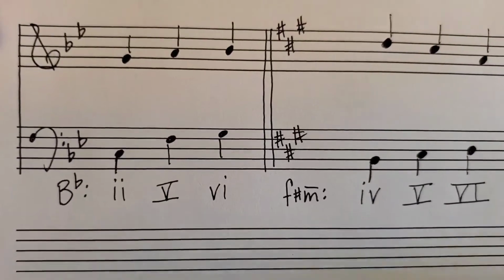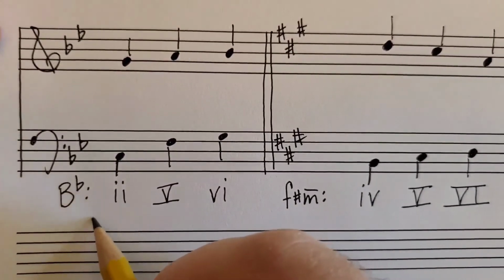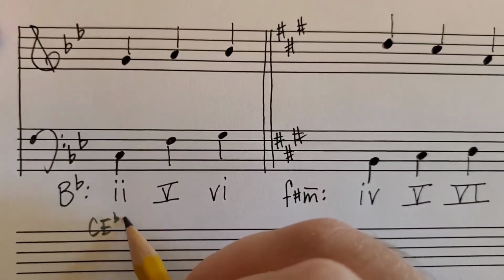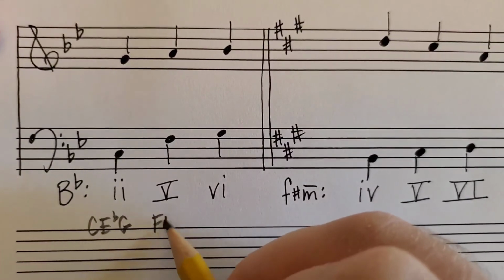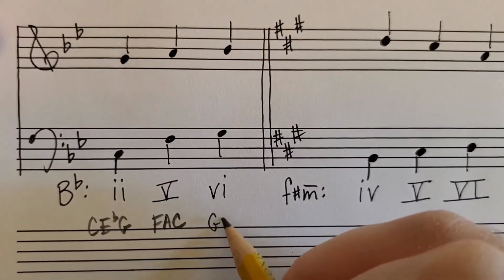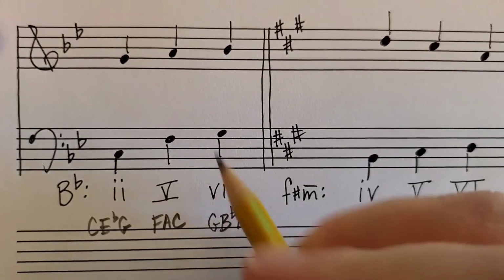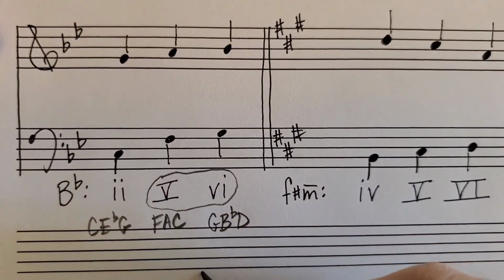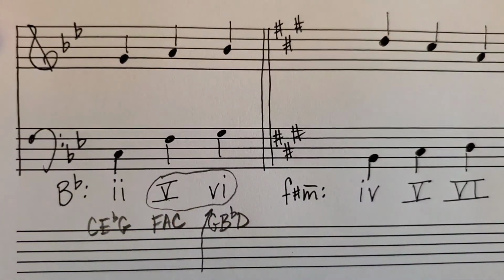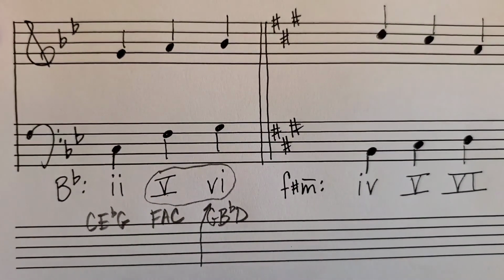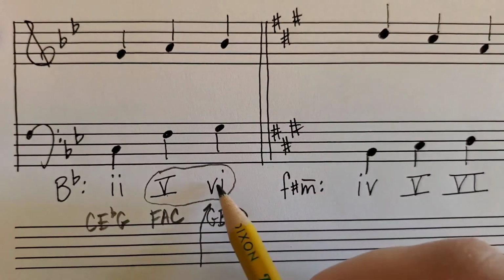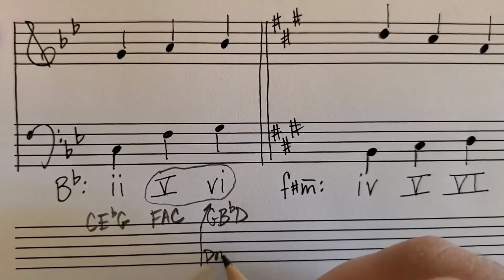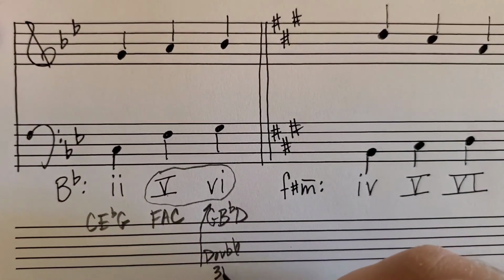Okay, the first one here in B flat major, it goes 2, 5, 6. And anytime you see this chord progression, you want to immediately remind yourself, double the third of the sixth chord when you move 5 to 6. That's the only time that you double the third of the 6 is when you move from 5 to 6. So we'll make sure we do that.